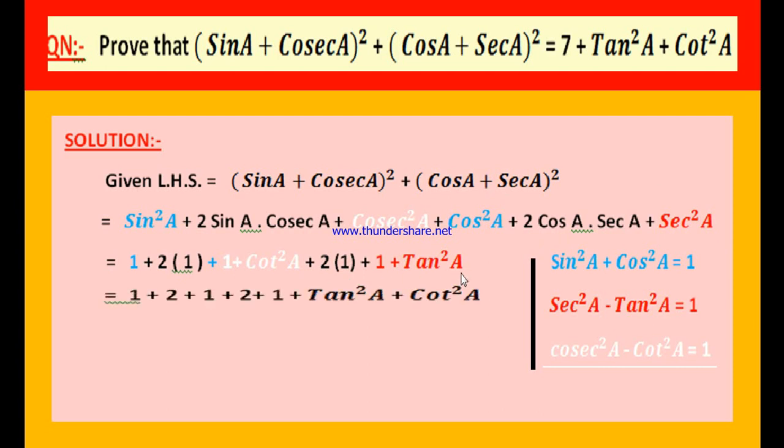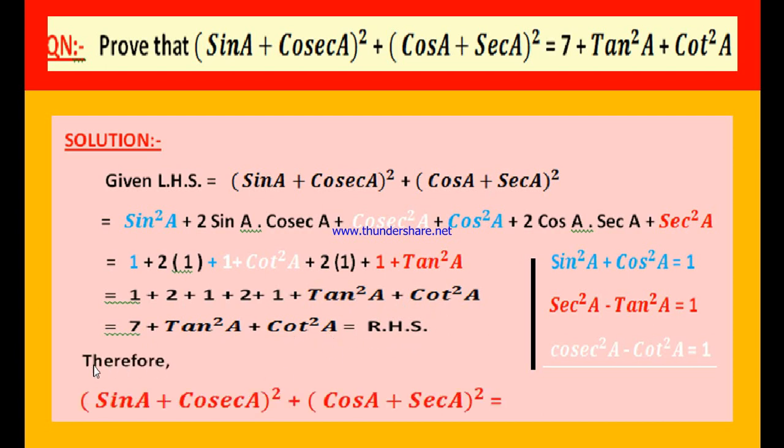Now let us simplify this. This is 1. 2 into 1 is 2. This is 1. 2 into 1 is again 2. And this is 1. Later we have cot square A plus tan square A, or tan square A plus cot square A. Now let us add: 1 plus 2 is 3, 3 plus 1 is 4, 4 plus 2 is 6, 6 plus 1 is 7, plus tan square A plus cot square A, which is equal to RHS. Therefore, (sin A + cosecant A) whole square plus (cos A + secant A) whole square is equal to 7 plus tan square A plus cot square A.